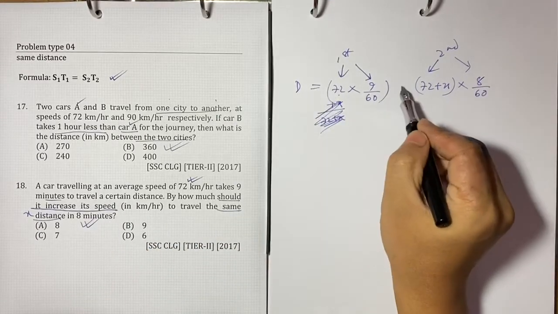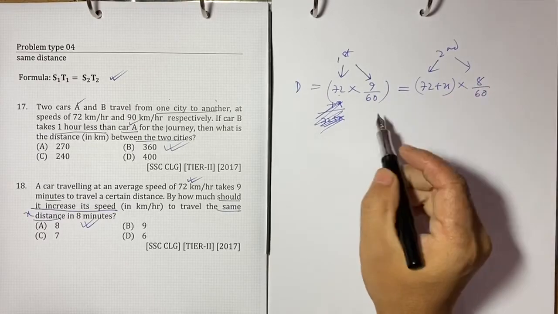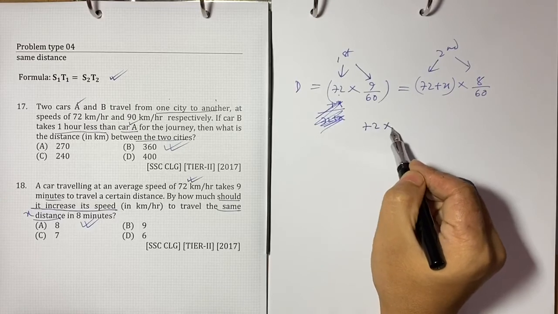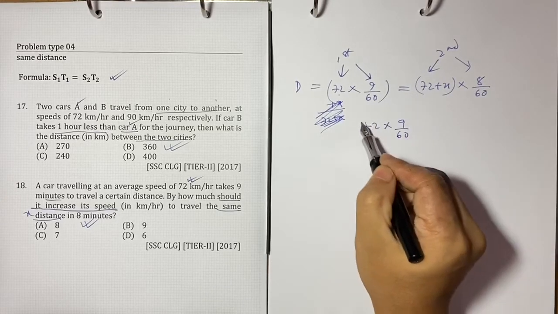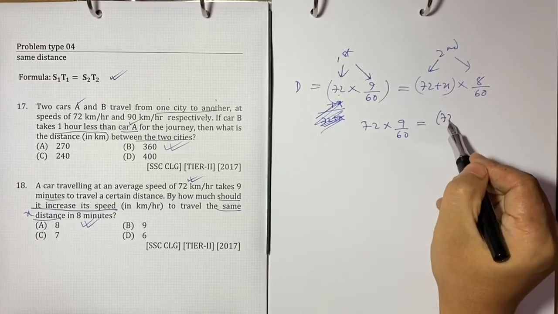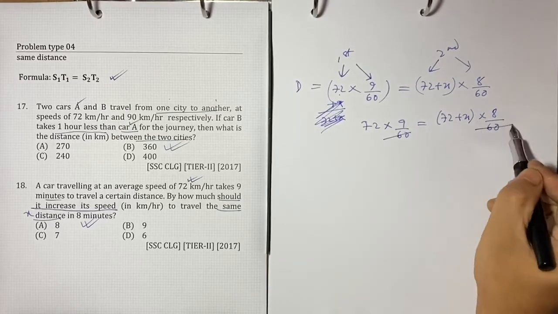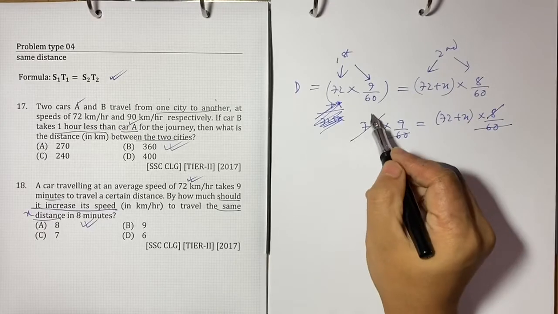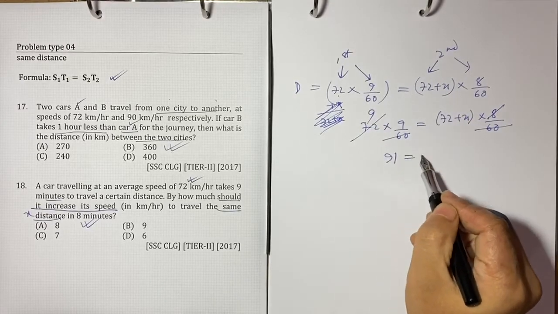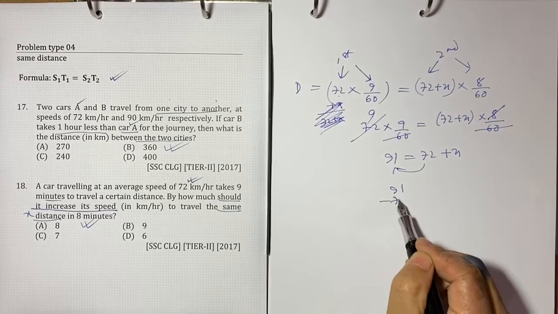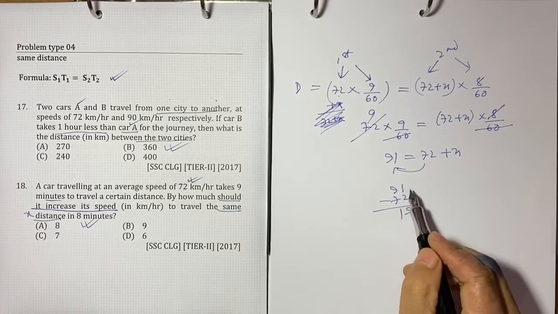The distance is the same, so 72 into 9 by 60 equals 72 plus x into 8 by 60. Cancel both sides. So 8 cancels, and this will be 81 equals 72 plus x. Now solve: 81 minus 72, so I will get 9.